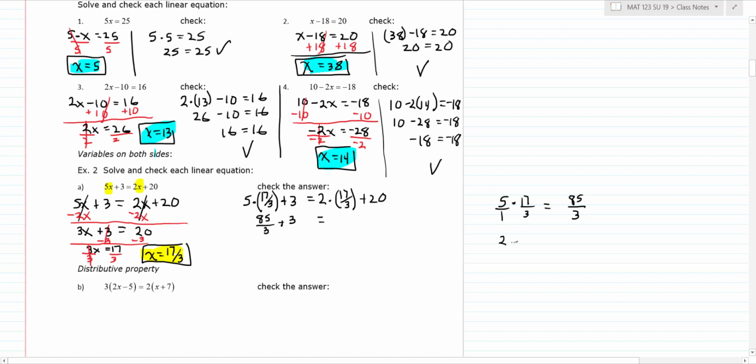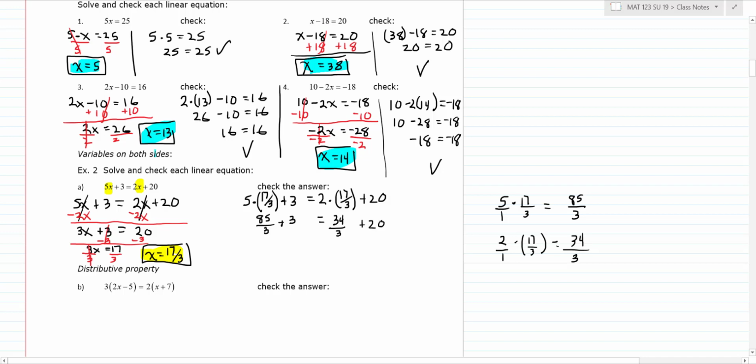You have 2 times 17/3. Put that over 1, go straight across. 2 times 17 is 34. 1 times 3 is 3. You multiply fractions, just multiply the numerator, multiply the denominator, straight across. So that's 34 thirds plus 20 like that.